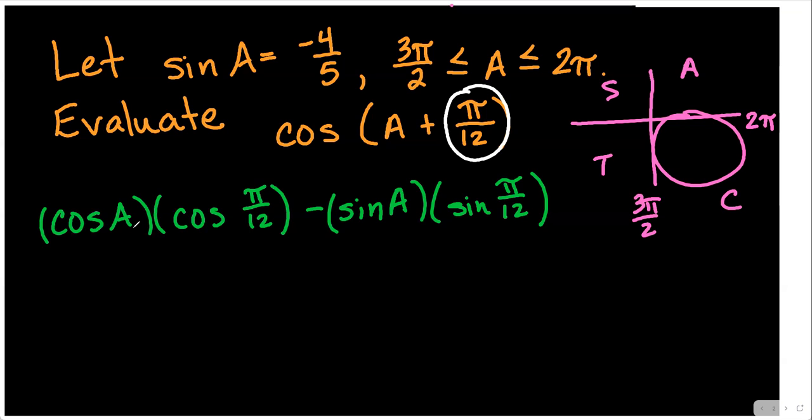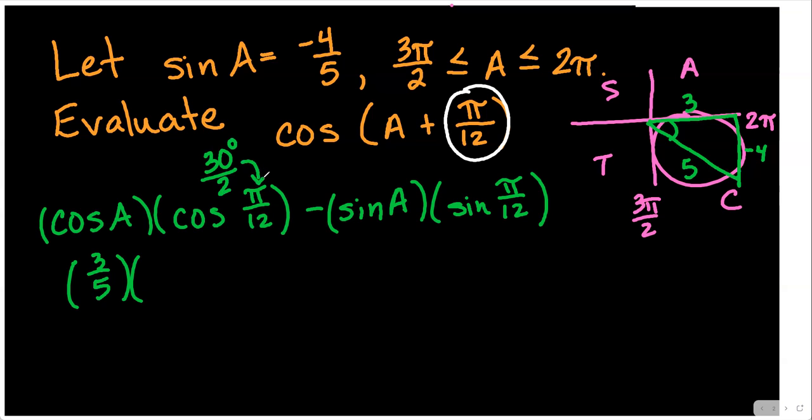So we know cosine of A, if I'm looking at this triangle, again, we'll go back to our idea of what this triangle is going to look like. This is going to be -4, 5, 3. So the cosine is going to be 3/5. And π/12 is sort of an interesting one, because really this turns out to be a 30-degree angle over 2. That's 15 degrees really.